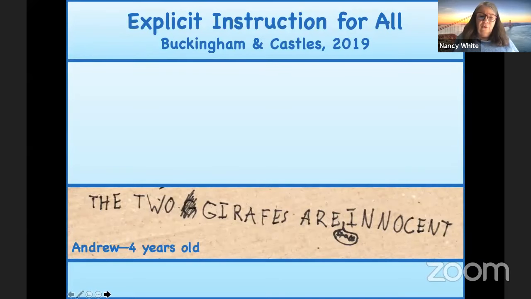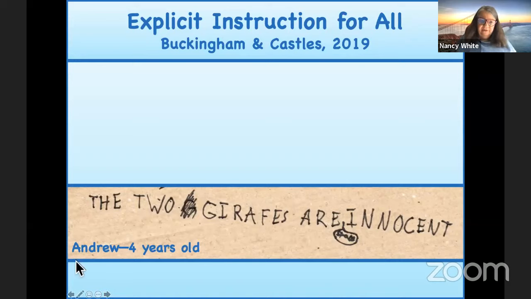This is a 4-year-old, and I will tell you that this piece of cardboard was discovered in a crock pot that his family obviously hadn't used for about 15 years. And out of the crock pot came this piece of cardboard. And here we see the 2 giraffes are innocent. I have no idea what the giraffes were accused of. I don't know if they were guilty or not. That's not why I'm showing it to you.